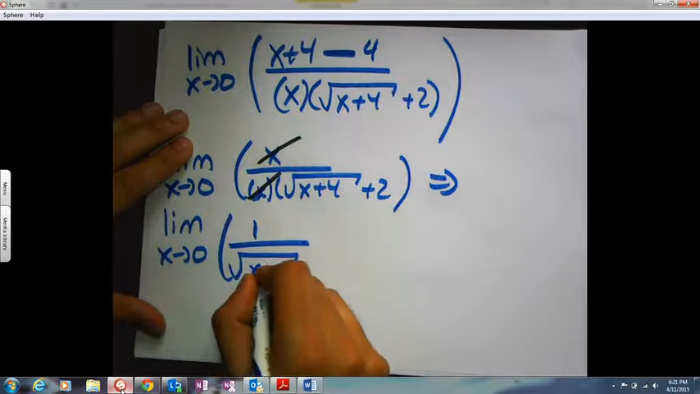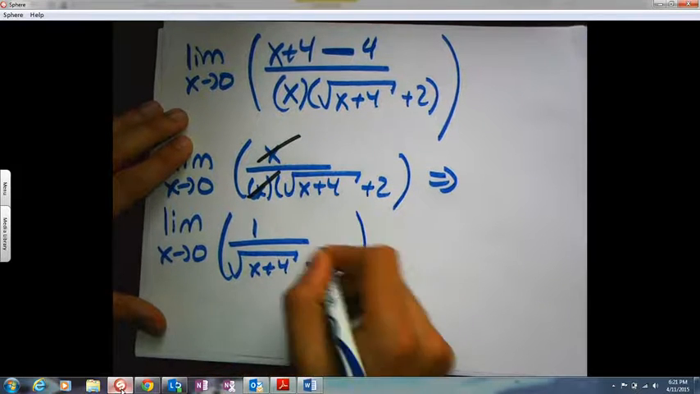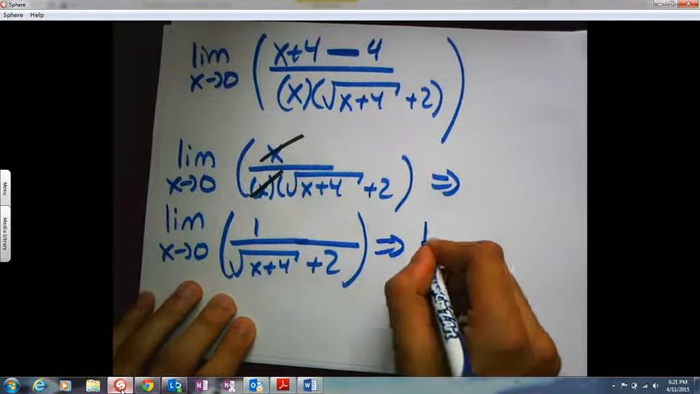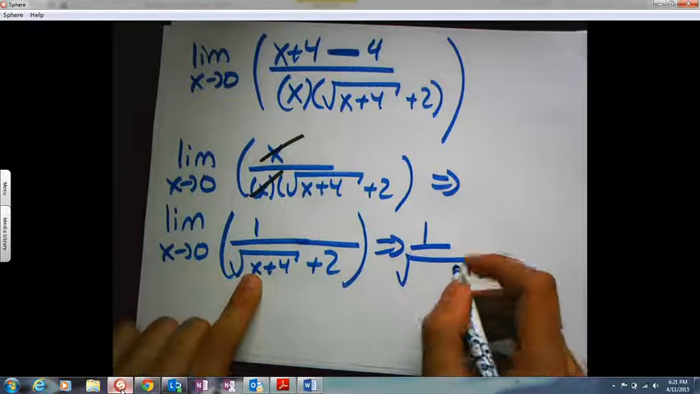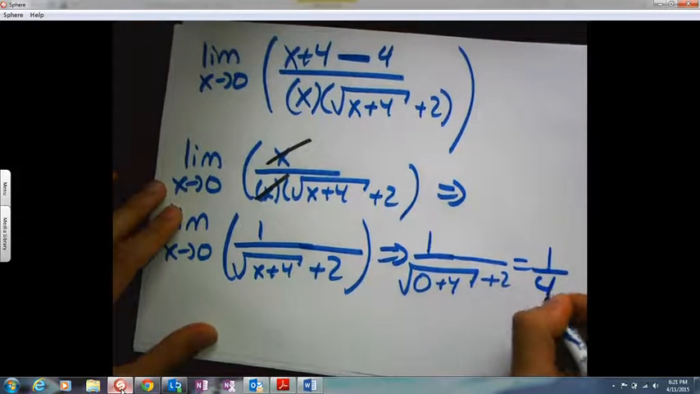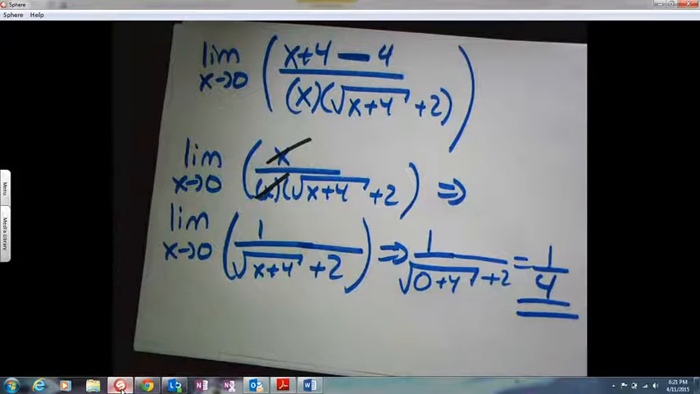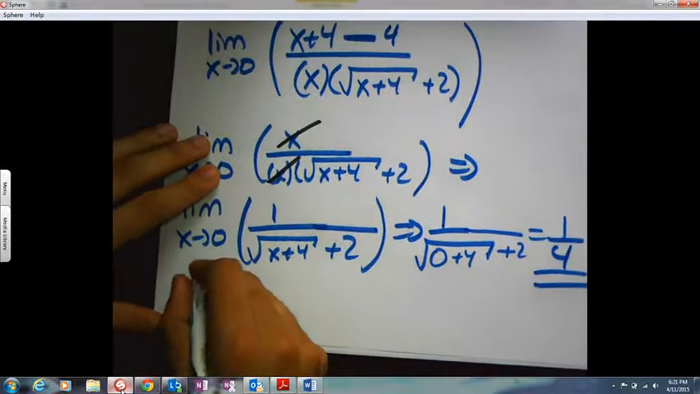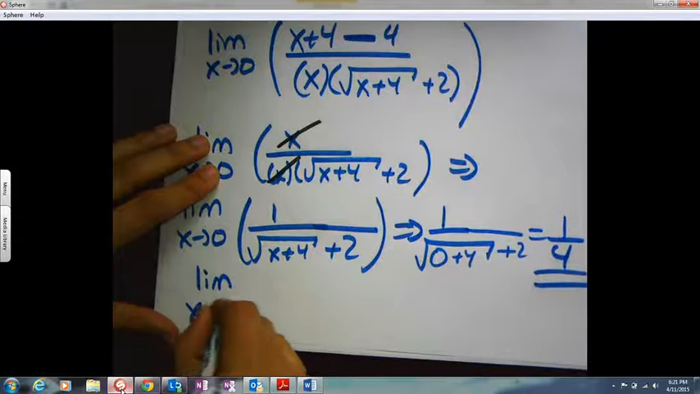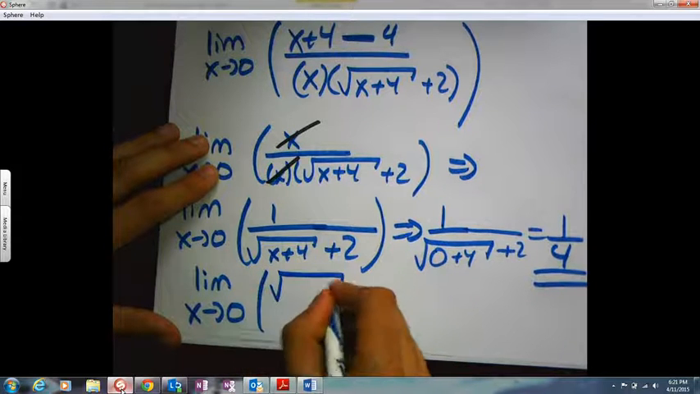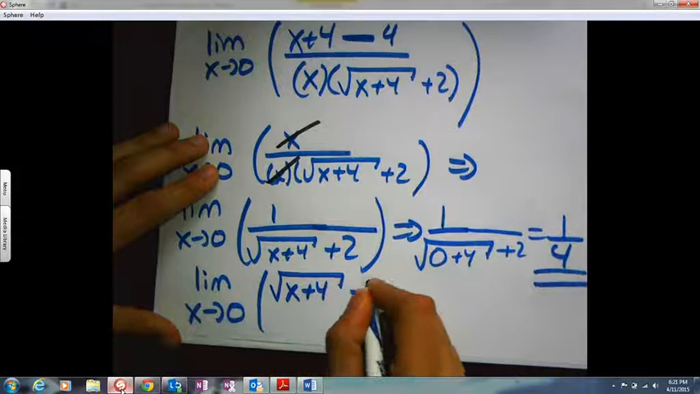It's now impossible to get 0 over 0. Therefore, let's plug in. We'll have 1 over square root of 0 plus 4 plus 2, also known as 1/4. 0 plus 4 is 4. Square root of 4 is 2. 2 plus 2 is 4, so 1/4. And now write the original problem, limit as x goes to 0. Original problem was square root of x plus 4 minus 2 all divided by x, and this equals 1/4.